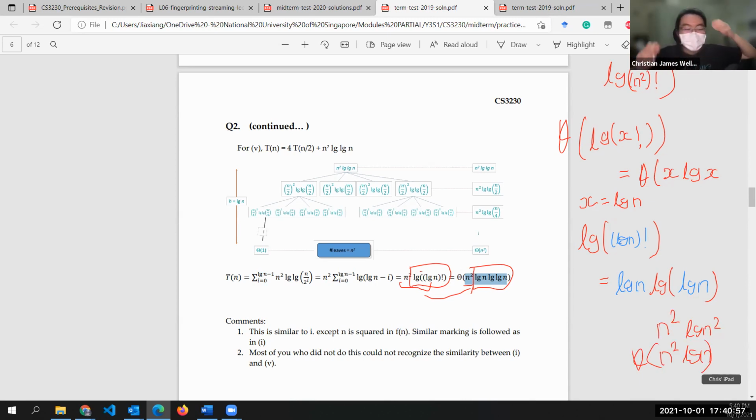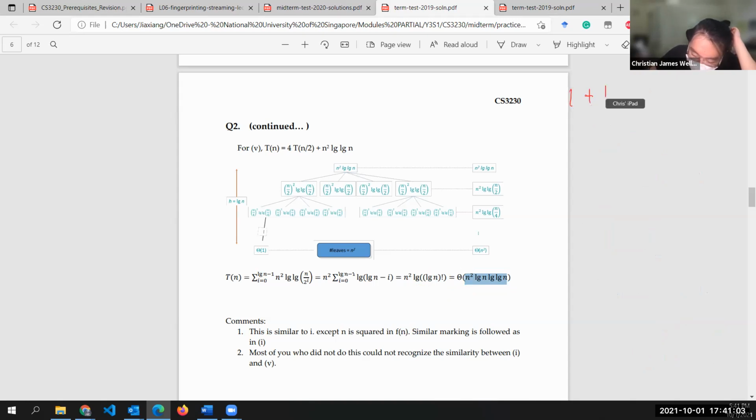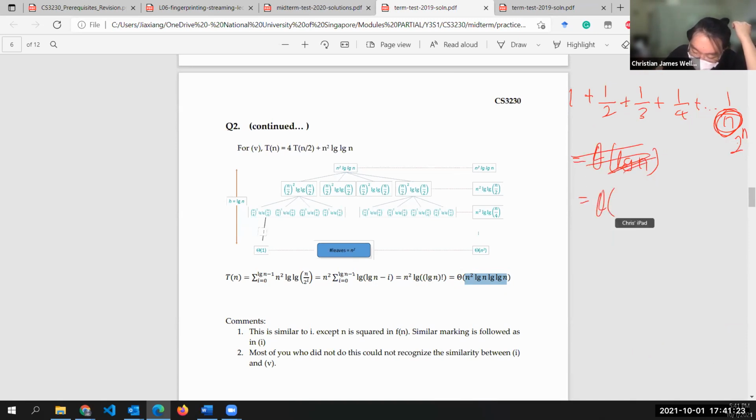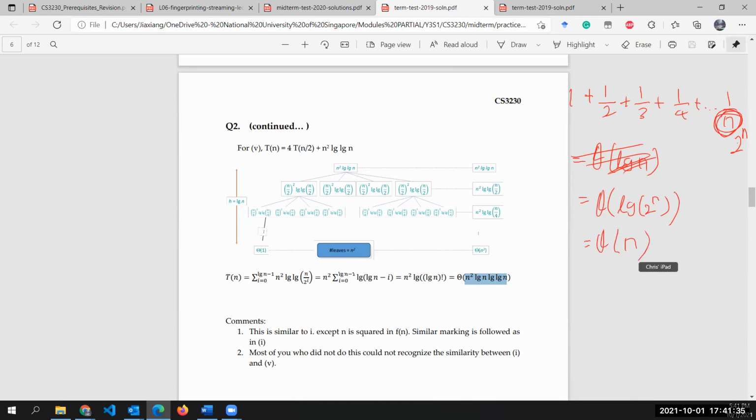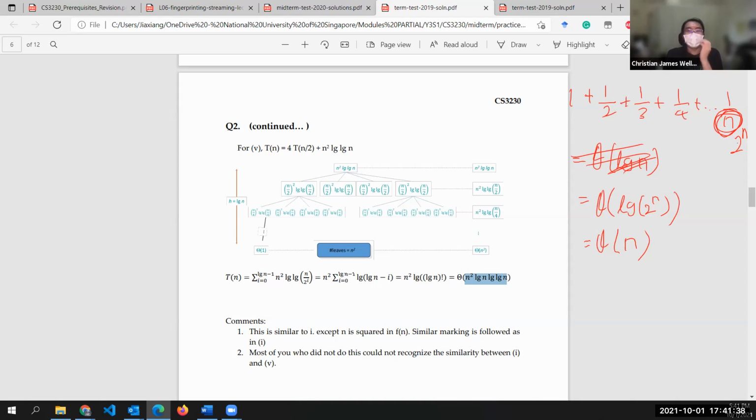Now you have all the power. Related to this also, remember the harmonic series, 1 plus 1 over 2 plus 1 over 3 plus 1 over 4 and so on, until 1 over n. I said that it's theta of log n. This is from a past tutorial. So technically, if you change n to something like 2 to the power n, this becomes theta of log 2 to the power n, which is n times log 2. Log 2 is 1, so it's n. Nice.